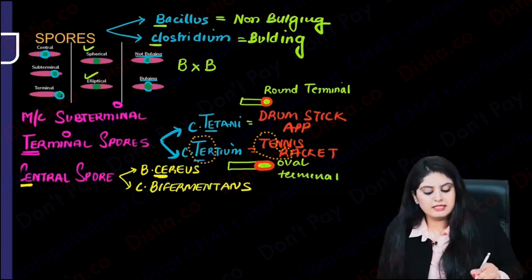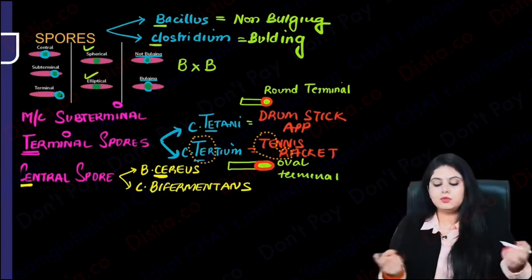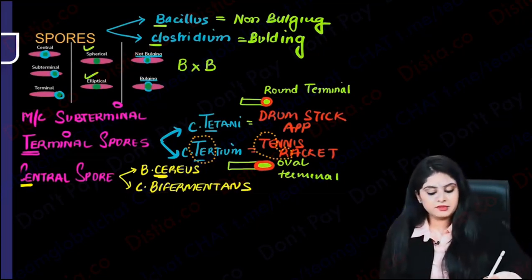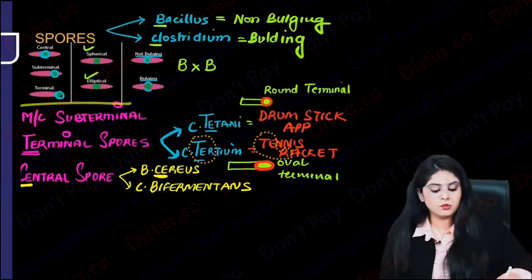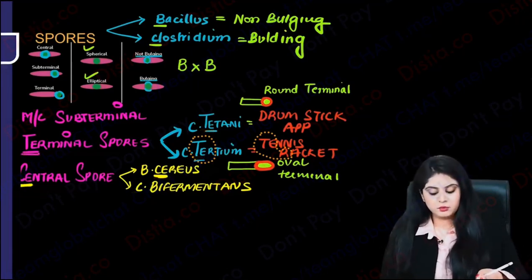Bifermentans, because that tells me if something is in the center, it will divide the bacteria into two parts. It has divided it into exactly two parts, so it must be in the center. So repeating, all the spores are subterminal, but terminal means TE, tetani, TE, tertium, central means CE, central, CE, sordellii, and we have bifermentans. The spores are done?